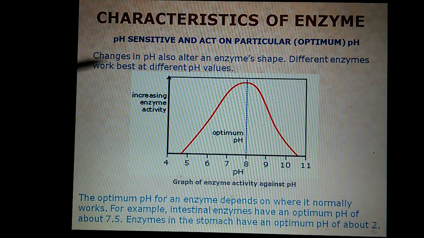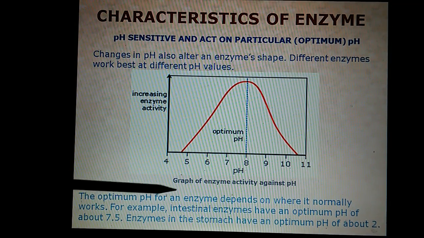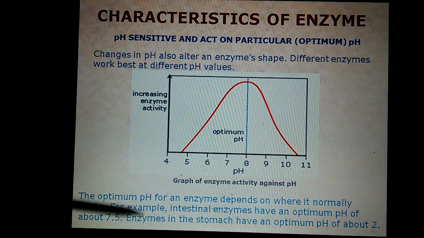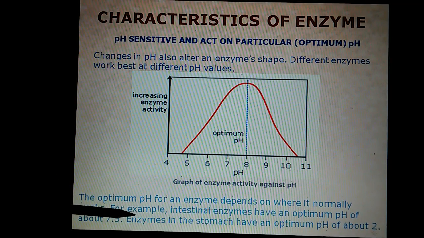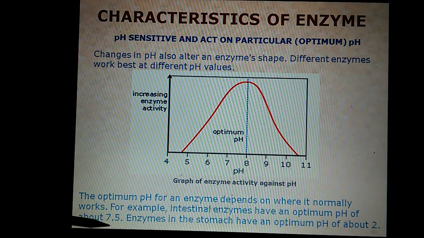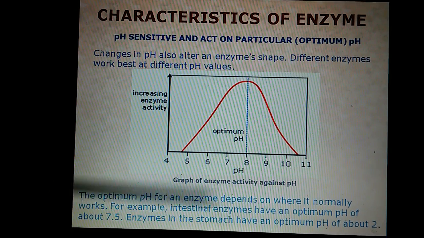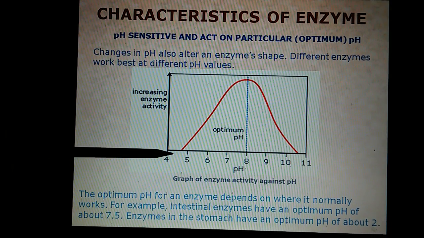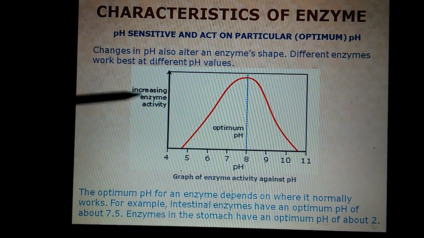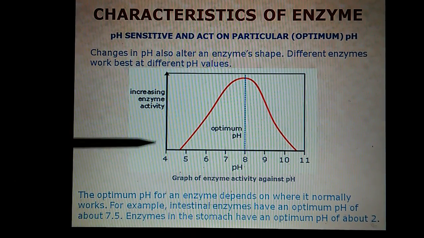Different enzymes work best at different pH. Normally, the optimum pH for an enzyme depends upon where it normally works. For example, intestinal enzymes have an optimum pH of about 7.5. Enzymes in the stomach have an optimum pH of about 2. Can you tell us the optimum pH of this enzyme with the help of this graph?